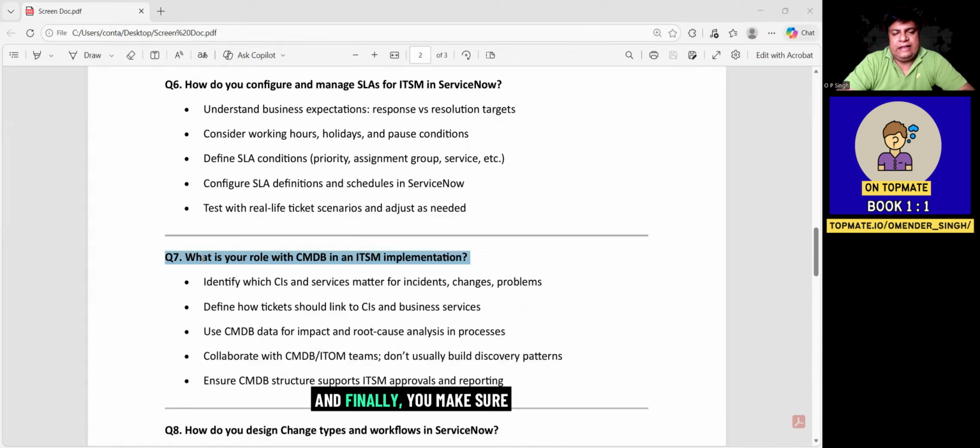And finally, you make sure that the CMDB actually helps in impact analysis. That's what I was talking about in the last point. Impact analysis, approvals, and reporting should all be well supported with the data of the CMDB, with the use of the CMDB. It's not just a static list. So you have to make sure of all these things and provide your answer properly.